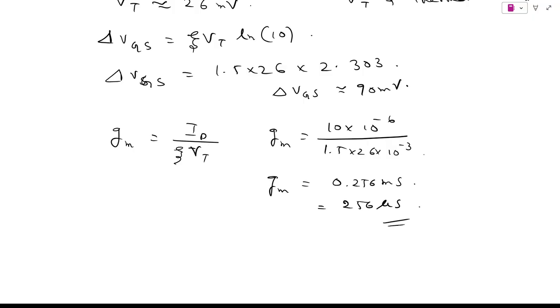Now notice something very interesting. In the subthreshold region, GM is directly proportional to ID. So if the drain current doubles, the transconductance also doubles. This linear relationship is one of the reasons why weak inversion is attractive for ultra low power analog circuits.